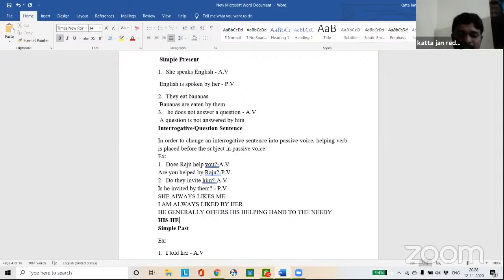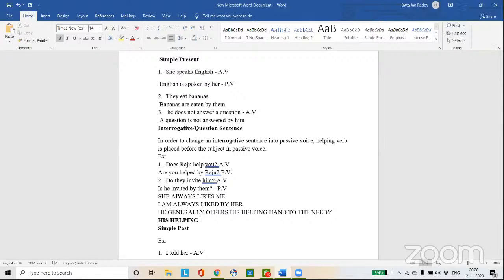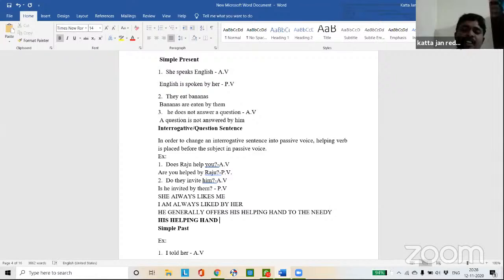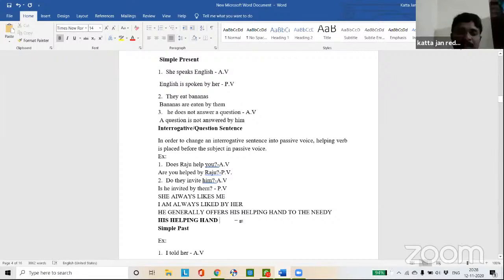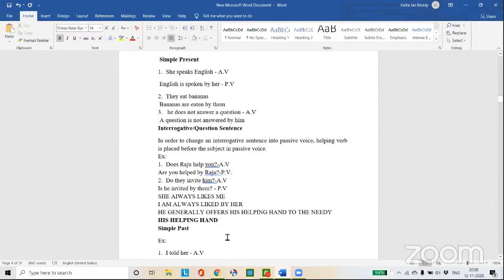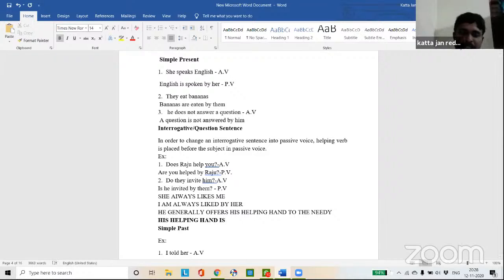His helping hand. Yes. So subject is changed as object. His helping hand is changed as subject. Object is changed as subject. Then B form is used. What is the B form? Helping hand means it. It goes with is. His helping hand is. Now, here remaining part of the sentence, generally. Right?